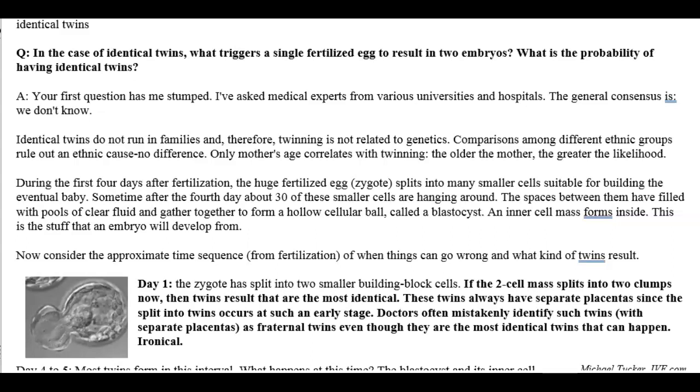The zygote is split into two smaller building block cells. If the two cells split, we're going to be looking at different kinds of identical twins. If the mass splits into two clumps on day 1, okay, day 1. So if the twins form on day 1, these twins are the most identical.